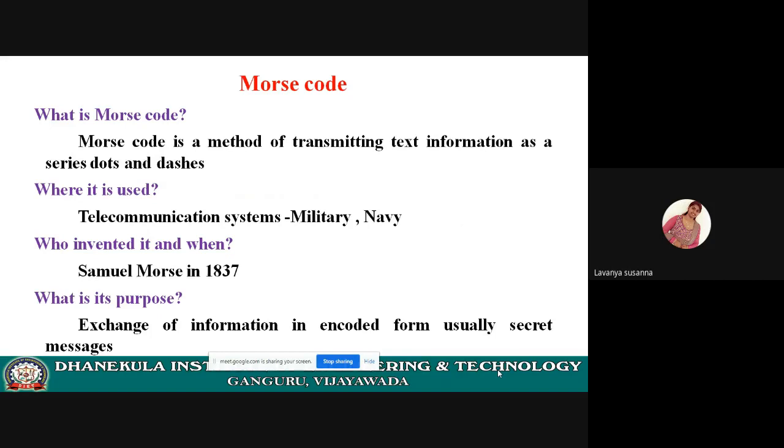The English language consists of A to Z, right? Letters, right? So in this Morse code, these letters A to Z and the digits 0 to 9 are represented using dots and dashes. This Morse code is used in telecommunication. So where is it used? It is used in telecommunication systems.